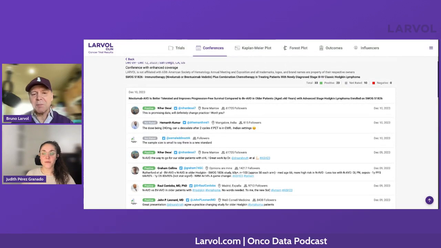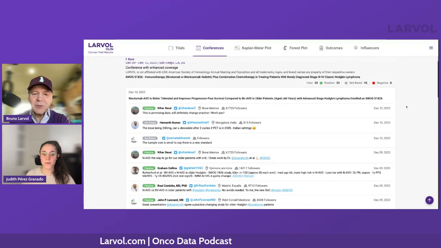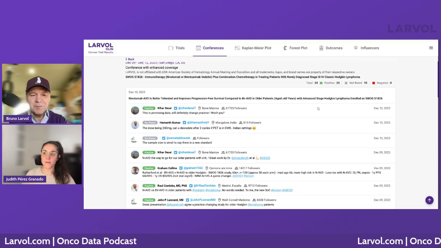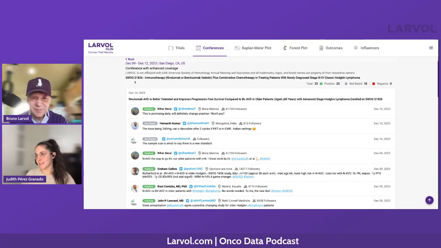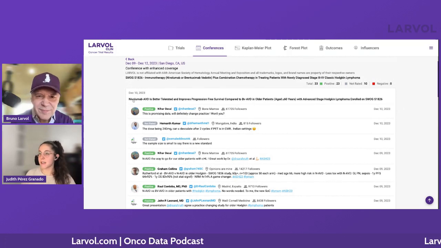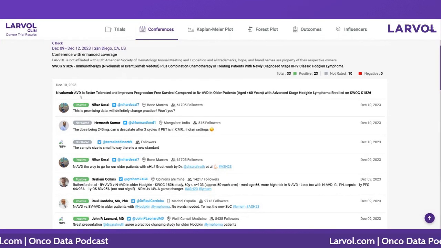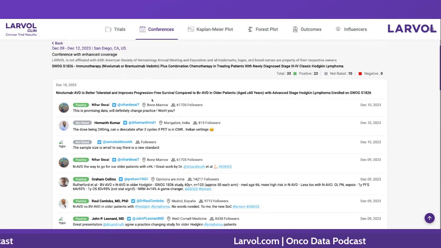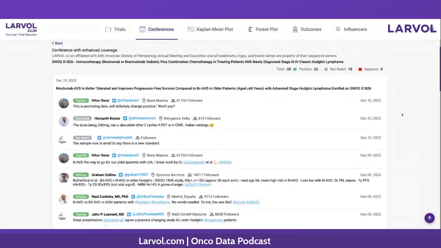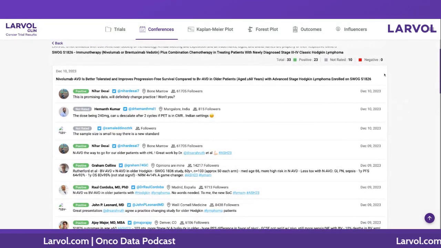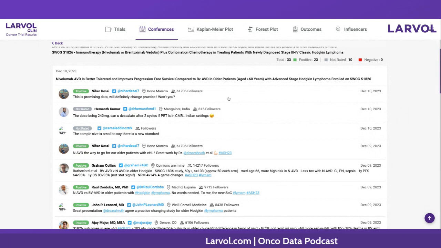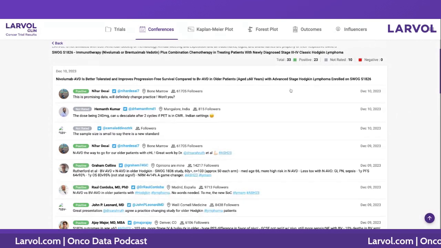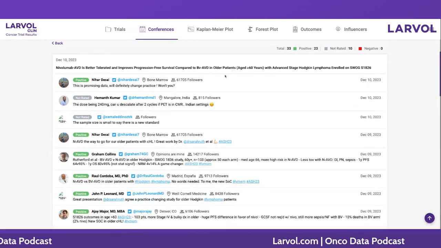You can click and see what's behind the tweet, and then maybe skip to a different disclosure as well. Sure. So here we are looking at this trial, SWOG 1826, and we can see that it's Nivo, an ICI, and an ADC being studied in Hodgkin lymphoma, and we can see different reactions to that presentation. And as Bruno was saying, some of them are really positive, and you can click on them and get to the tweet.